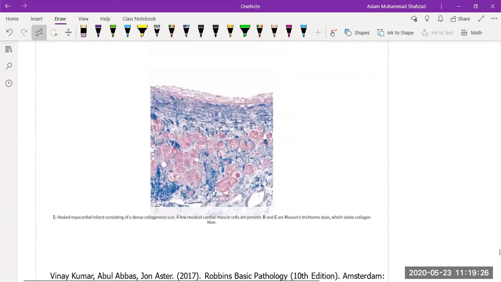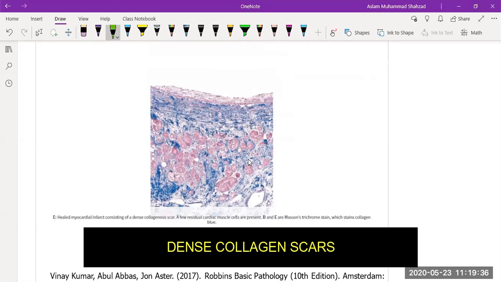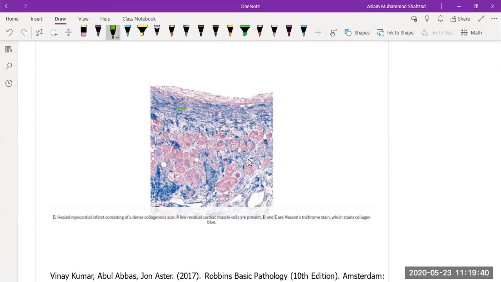And you can see further on, if this proceeds for months, you can see dense collagen scars. We can see that the stain with the blue color that is showing around here is showing you the presence of this whole structure, which is the presence of healed myocardial infarct, which consists of dense collagen scars.